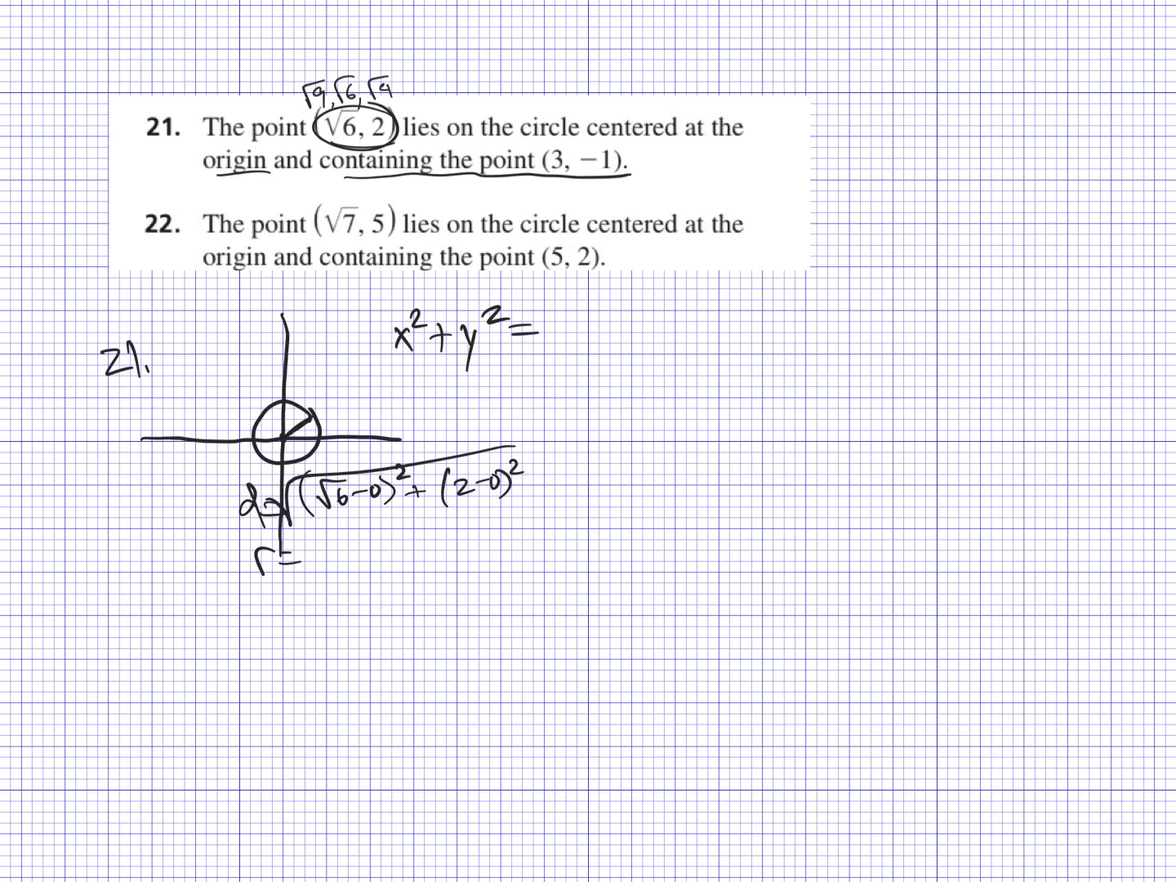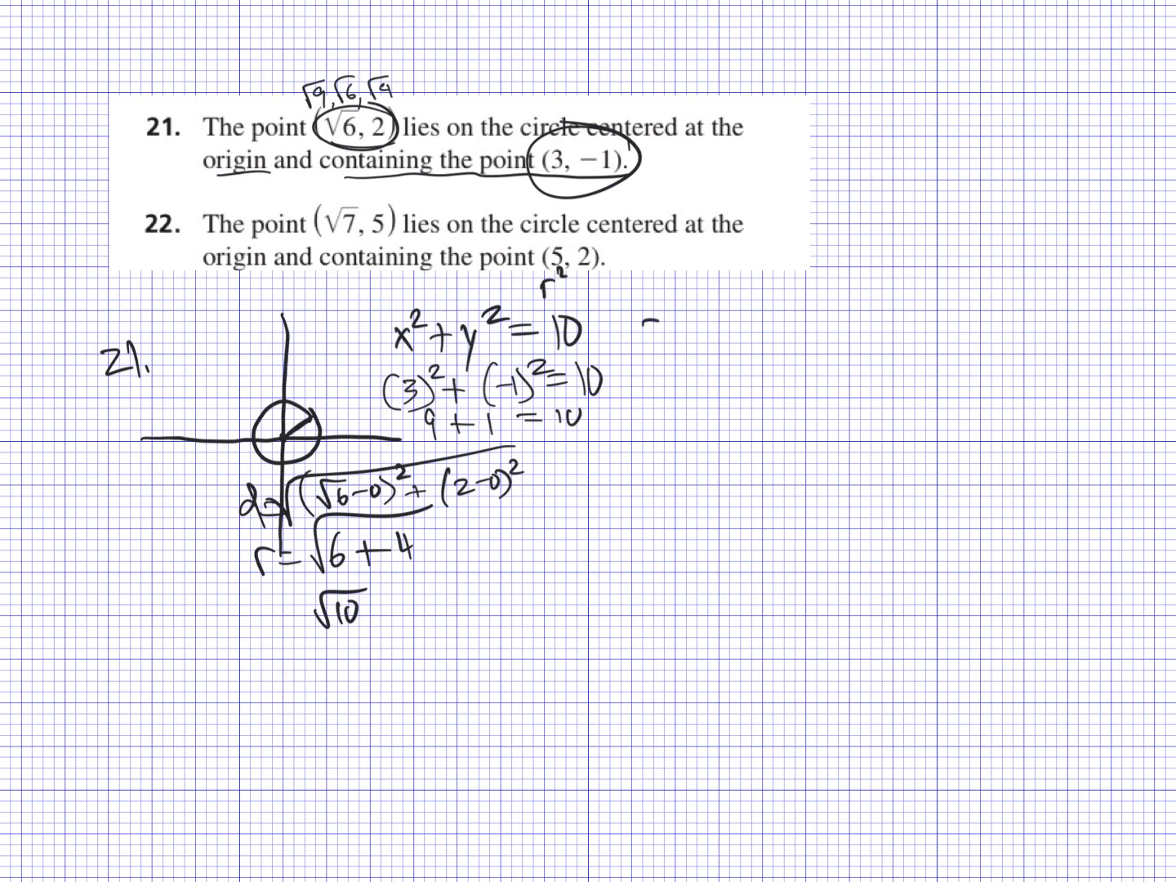So the square root of 6 minus 0 is the square root of 6, and when you square it, you get 6. And 2 squared is 4, so this is the square root of 10. So remember, this is r squared in this position, so this should be 10. You square the square root of 10, you get 10. All right, now how do you know if 3, negative 1 is on it? Okay, so 3, negative 1, we plug it in. 3 squared plus negative 1 squared, and that's 9 plus 1 equals 10. And that's true, yes. So yes, it is on the circle.